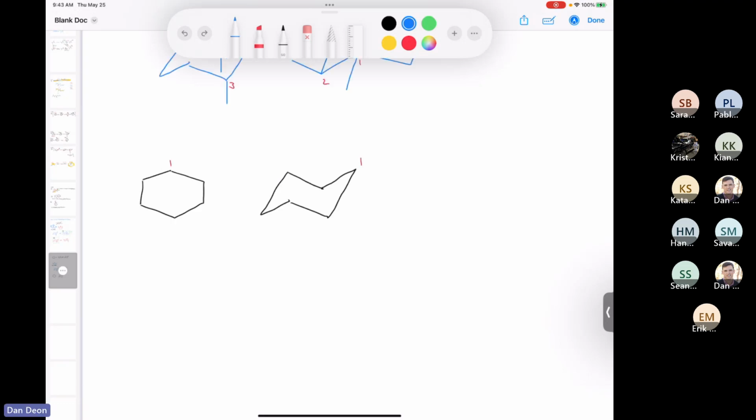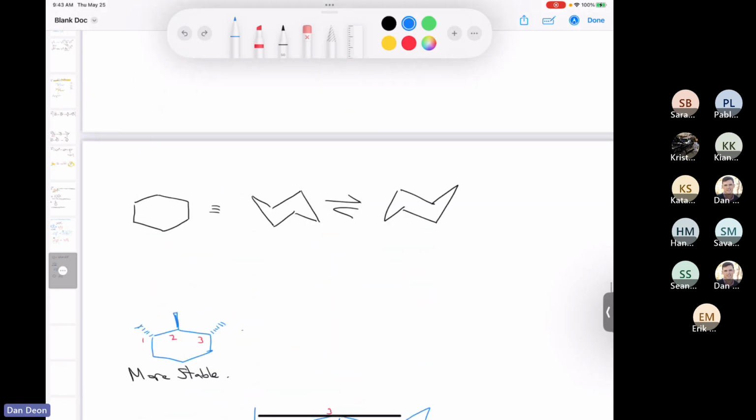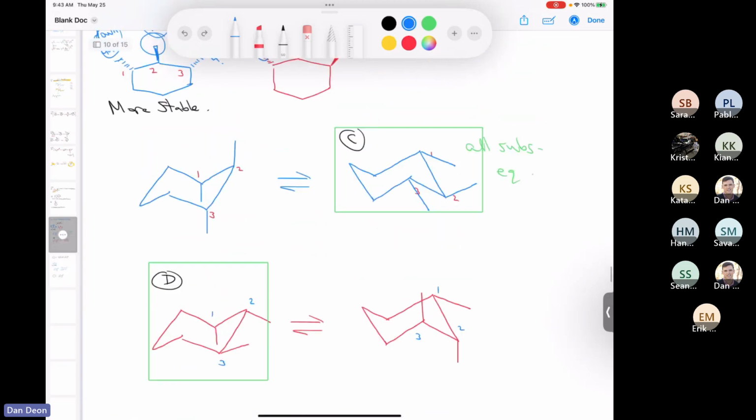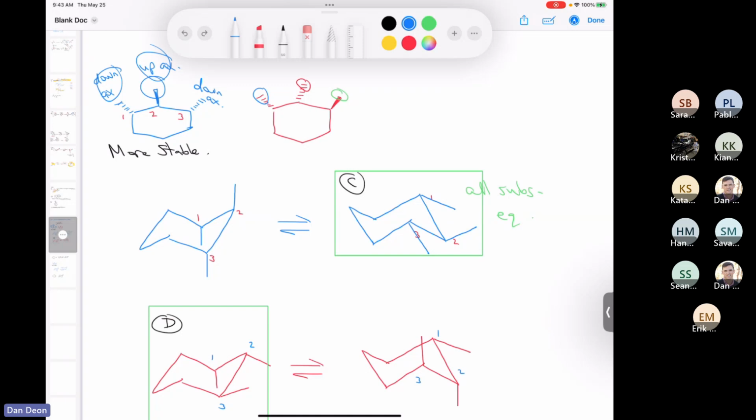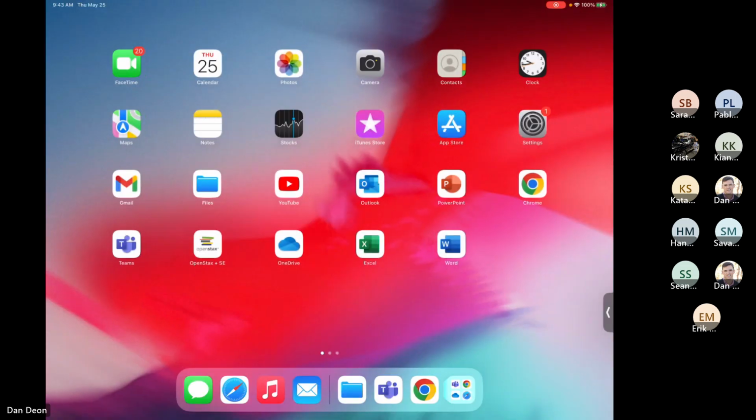Okay, yeah. Again, you can draw these chairs many, many different ways. A good organic chemist should be able to manipulate all of these different conformations in their mind. All right. Well, let me just go back to my screen here.